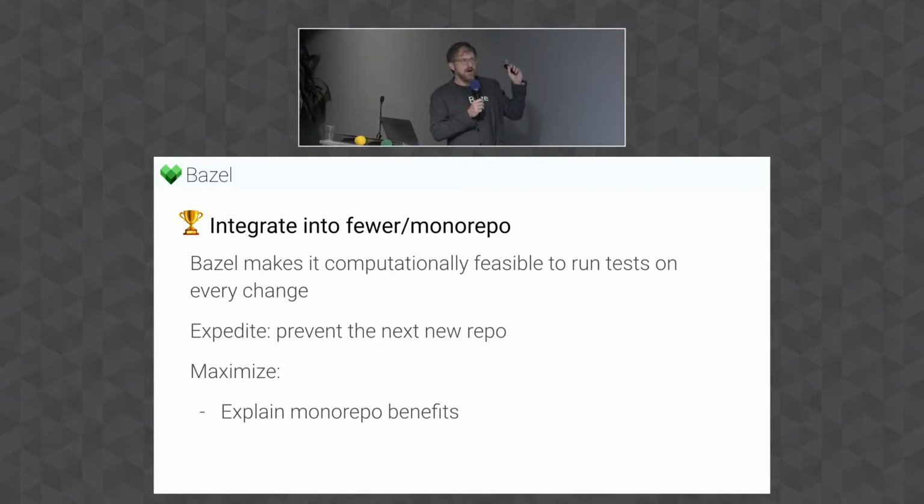So I think monorepo is a long-term thing. The way you can expedite this, in my mind, is simply to prevent the next new repo from being created so that your problem's not getting worse. That's a lot easier than moving code that you already have. And then to maximize this one, since it's not tied directly with Bazel, it's not that you can do something in Bazel to make your monorepo better necessarily, but you're going to have to explain the benefits of monorepo to your organization, and I don't think that your Bazel build by itself is going to do that for you.